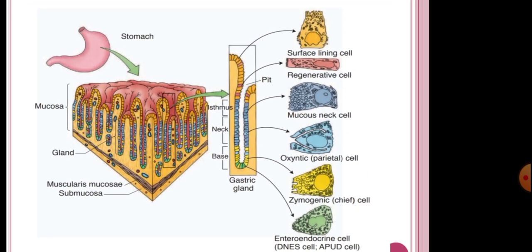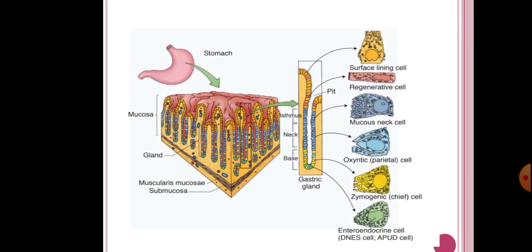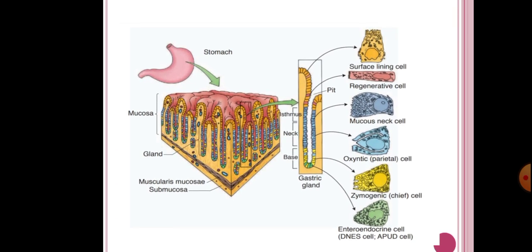So there are surface lining cells, regenerative cells, mucus neck cells, then oxyntic or parietal cells, then zymogenic or chief cells, and enteroendocrine cells. So this is all about the histology of the stomach.